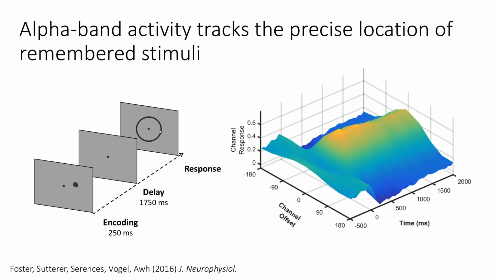One way that we might advance this debate is by considering this growing body of work that has shown that in tasks where observers are asked to remember the location of items presented around fixation, we can actually use the pattern of alpha band activity across the entire scalp to reconstruct remembered locations throughout the delay period. This suggests that there might be more information in these patterns of alpha band activity available to us than we can typically take advantage of in these lateralized designs.